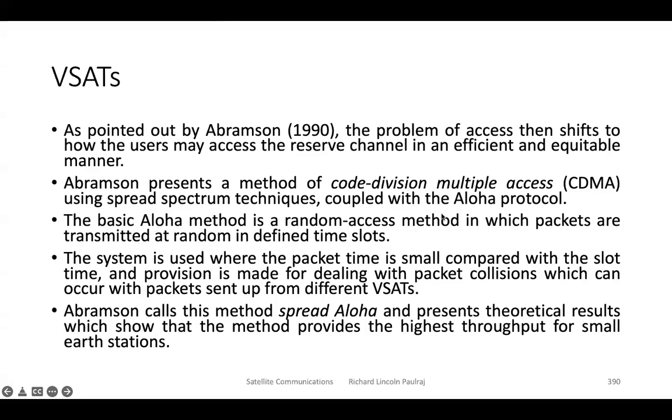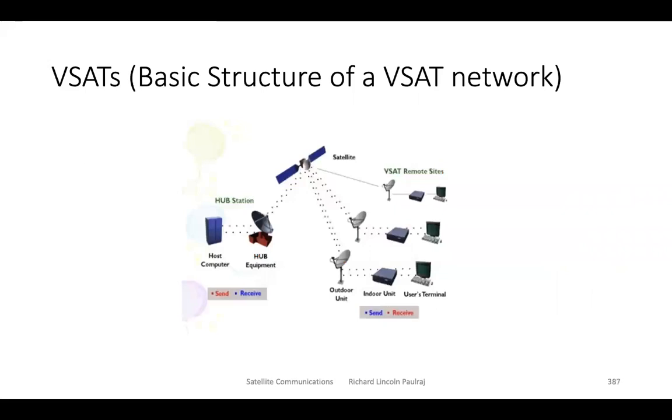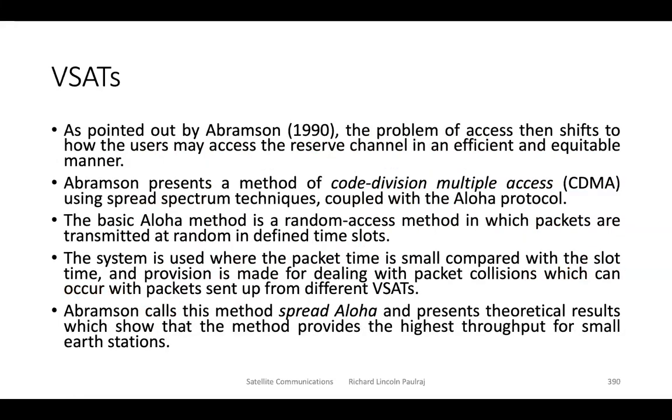The basic Aloha method is a random access method in which packets are transmitted at random in defined time slots. So you have a specific time slot, and these packets are directed to whichever unit has to receive. Let's say, for example, from this satellite I want to direct the information only to this middle outdoor unit. Possible, right? So for addressing, we have to give a proper address, and this information can be directly sent to it because it's a kind of addressed mode. The others wouldn't receive it. So it's like we are directing the information to an outdoor unit.